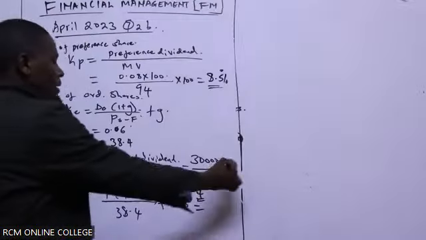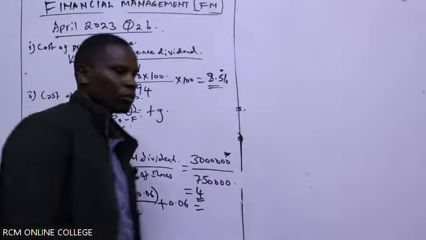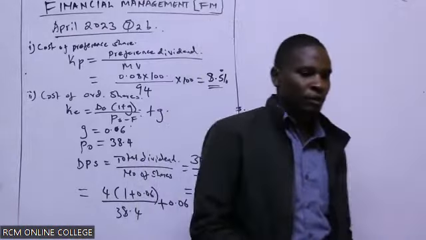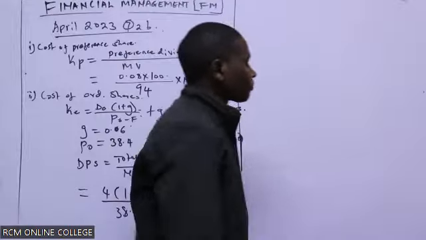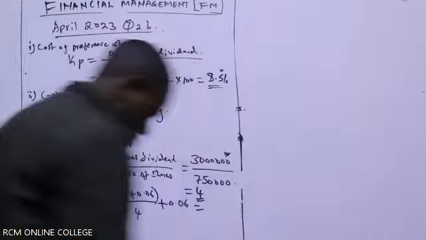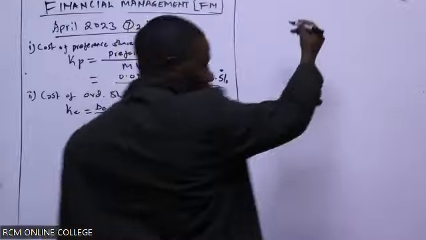Trick ilikuwa hapa. Kwa sababu hizo zingine ziko direct. Ziko direct kabisa. Haya. What will be our KE? Then we go to the next one. The next one is they want us cost of debenture. Yeah, cost of debenture ndio itakuwa next. Cost of debenture ndio ya tatu hapa.